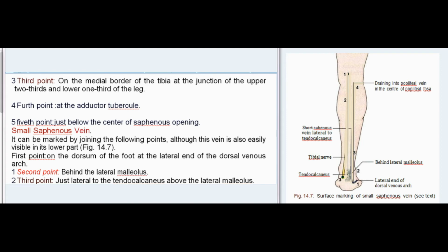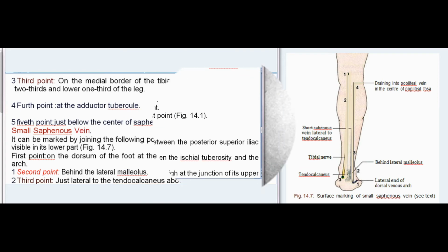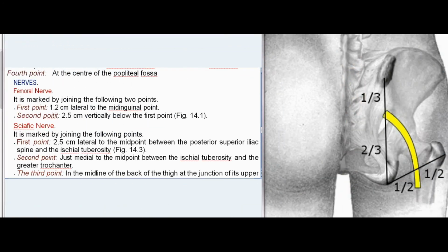First point, on the dorsum of the foot at the lateral end of the dorsal venous arch. Second point, behind the lateral malleolus. Third point, just lateral to the tuber calcanei above the lateral malleolus. Fourth point, at the center of the popliteal fossa.